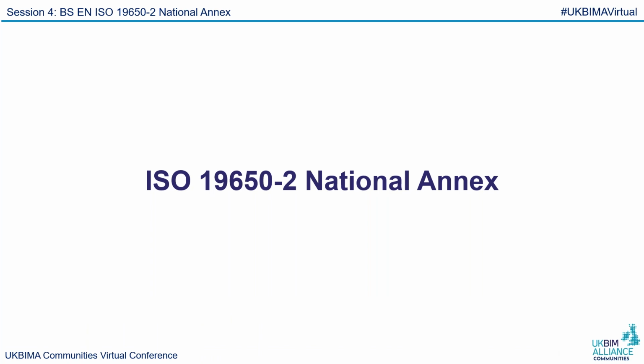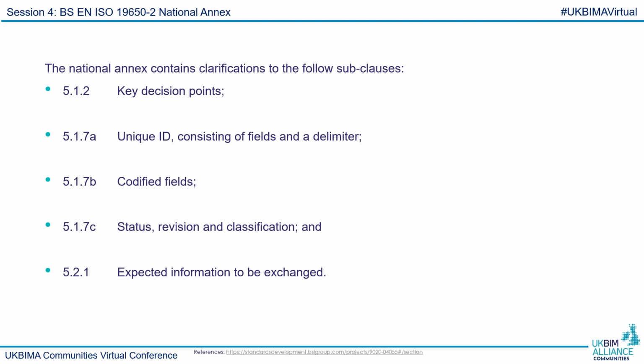So moving on and focusing on the National Annex for 19650 Part 2. The way that the National Annex is currently set up is that it clarifies the following subclauses. There's clarifications around key decision points, the unique ID and the fields that should be used as part of an identification system, the different fields that should be used for coding within such a naming convention, how things like status, revision and classification should be handled, and the expected level of information to be exchanged.